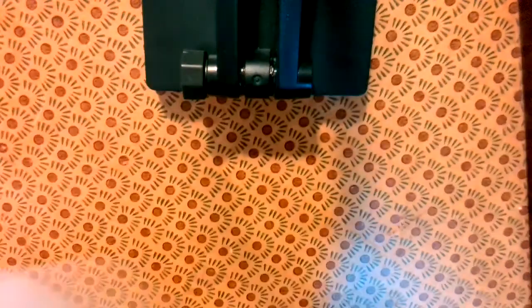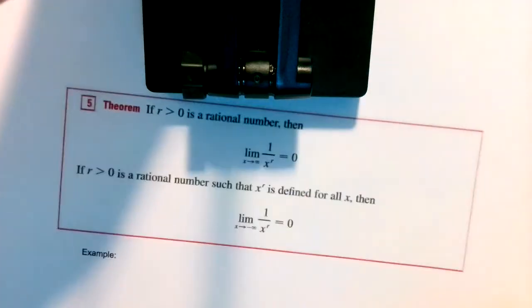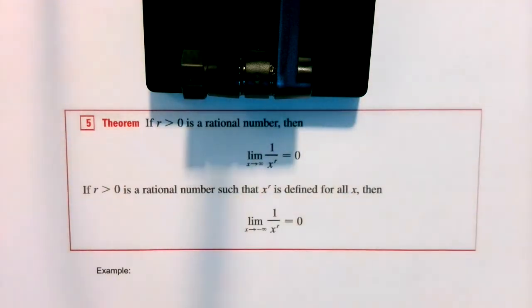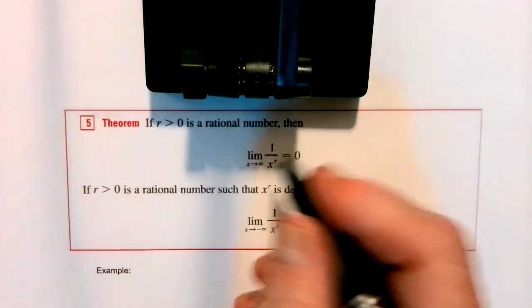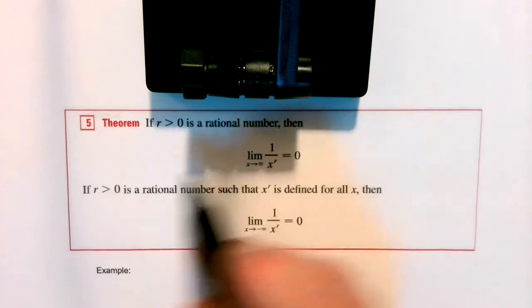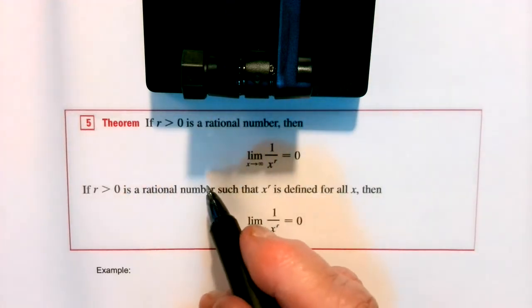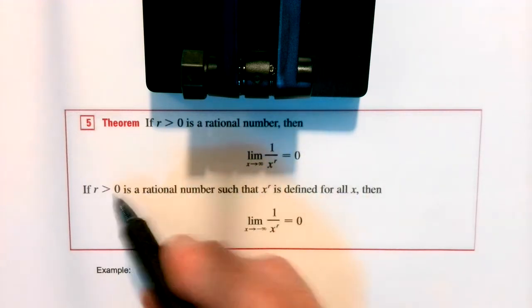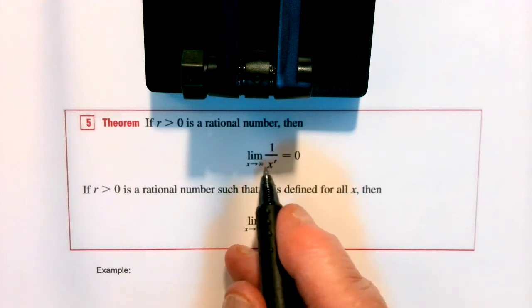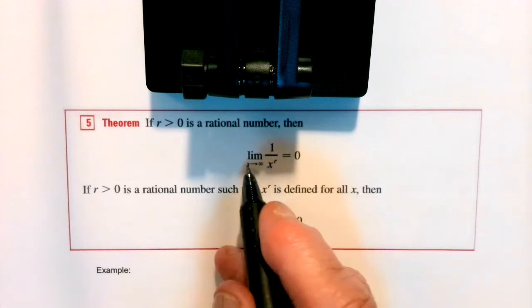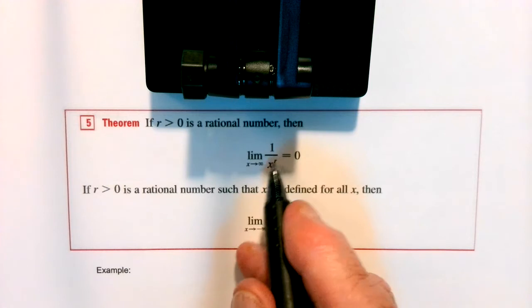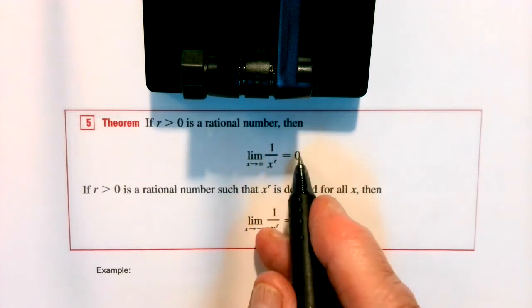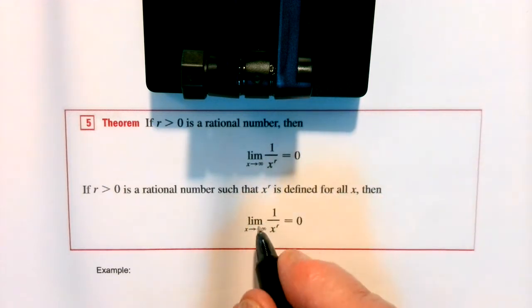Okay, let's see what we've got next. Okay, this is just what we were talking about. If the limit as x goes to infinity of 1 over x to the r, to any exponent that is a rational number, and it's positive, it has to be positive too. If it was negative, that wouldn't be true. But if you've got a positive exponent, and x to the r is in the denominator, what's happening if x is going to infinity, this thing's getting bigger and bigger. The denominator's getting bigger and bigger. So that's going to be 0. And if you're going to negative infinity, it's also going to be 0.